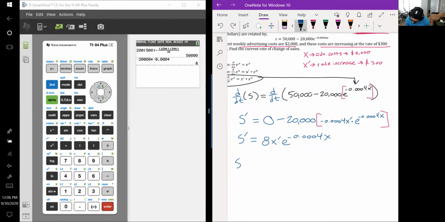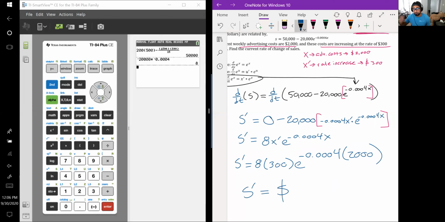So we're going to get s prime equals 8 times x prime, which is 300, times e to the negative 0.0004 times x, which is 2,000. And now, type it in our calculator. I'm going to type it exactly how I wrote it on my paper. 8 parentheses 300.